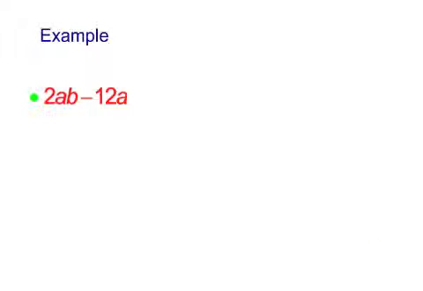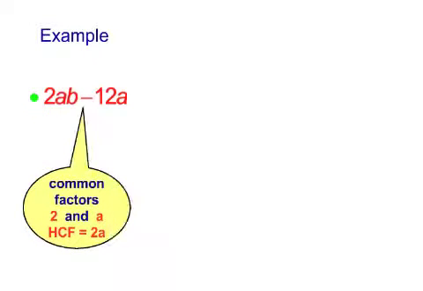Here's a slightly more complicated one. We're mixing numbers and pronumerals here. What's the common factor of 2ab and 12a? Well, 2 goes into both those terms, but also a does as well. So the common factor is 2 and a. So we call that the highest common factor here. We put the two together and call them one thing, 2a.